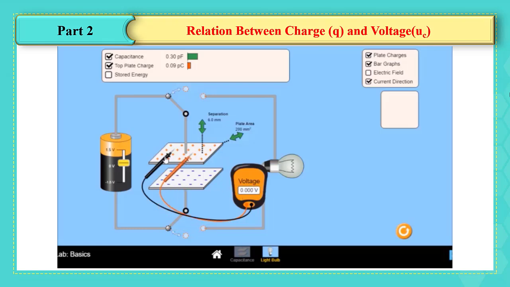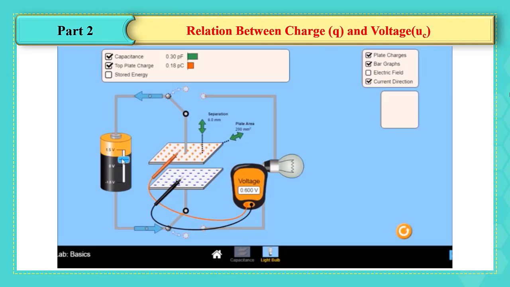The value here is negative because I have switched the wires or the connections of the voltmeter. Now the value is positive. So the voltage across the capacitor in this case, which is equal to the voltage of the generator, is equal to 0.3. What is the corresponding value of the charge? It is equal to 0.09 picocoulombs.